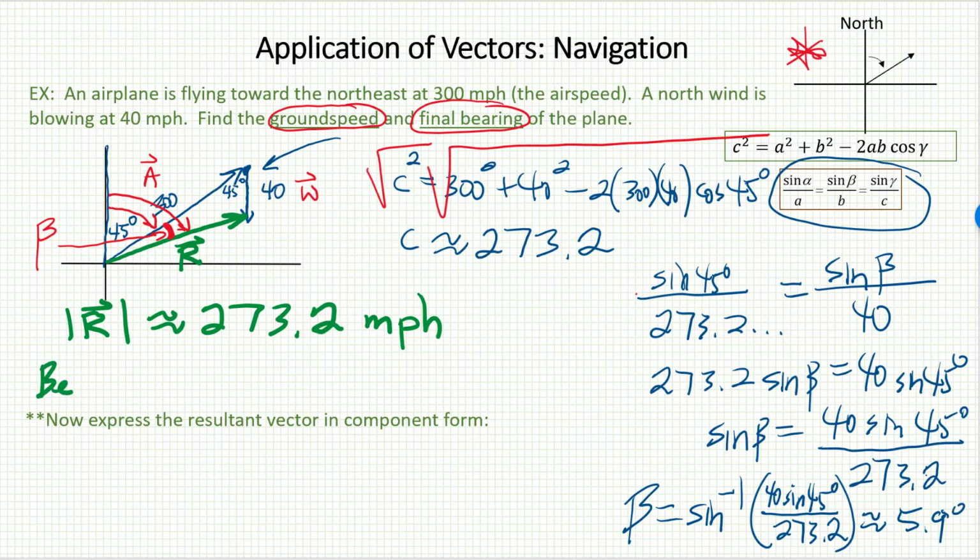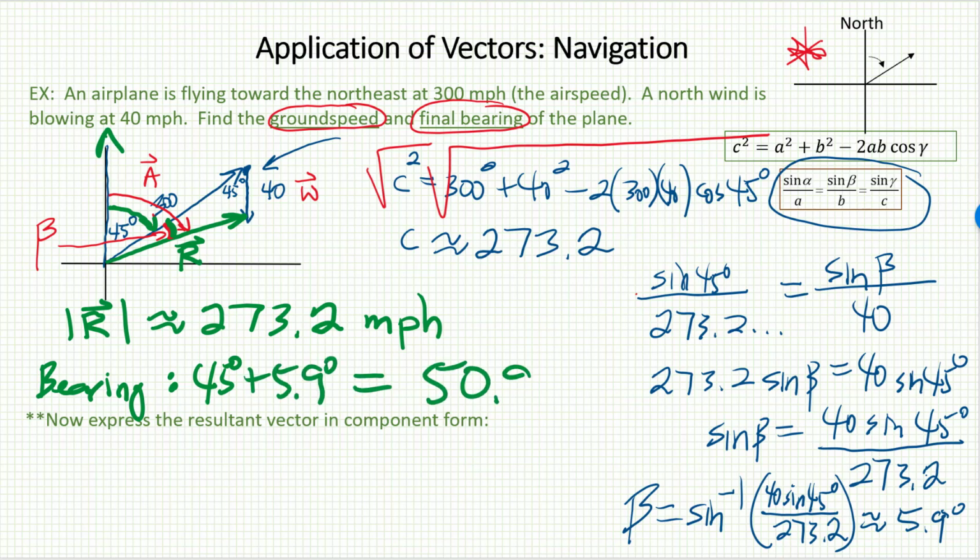Now, that is not the final answer to the question. Bearing, remember, is measured from due north, going around clockwise. This bearing was 45. We're now adding on that tiny little extra bit of 5.9 degrees. So adding that on to the 45 would leave me with a final bearing of 50.9 degrees.